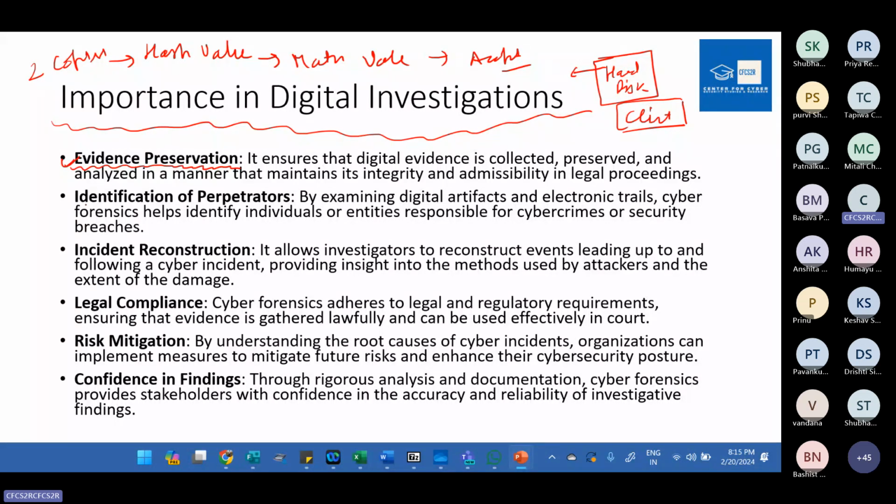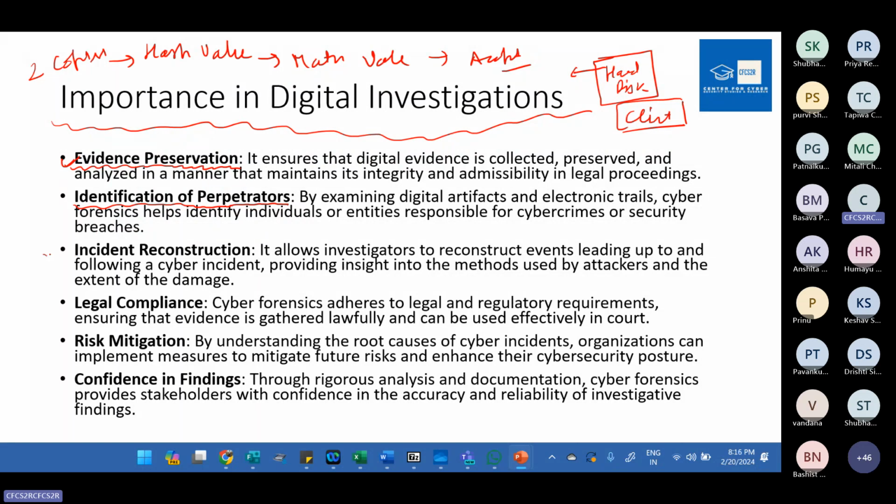Secondly, we have identification of perpetrators. Always identify who is going to examine this evidence and this digital artifact, or maybe it is some electronic trail, maybe some IP based attack or something. So who is going to identify it? Identify the particular person who is going to do that.